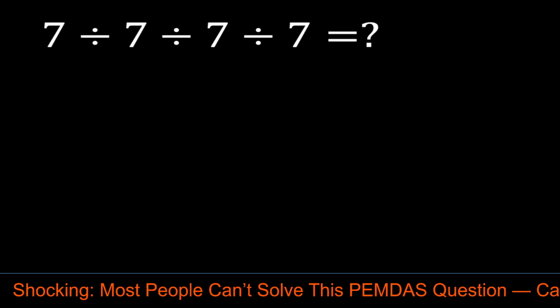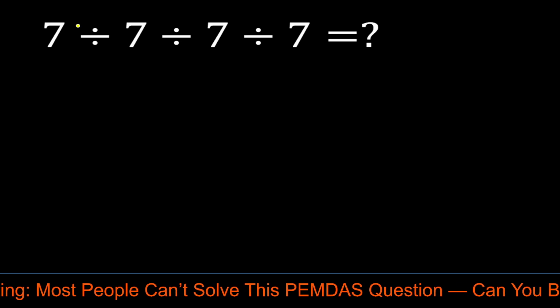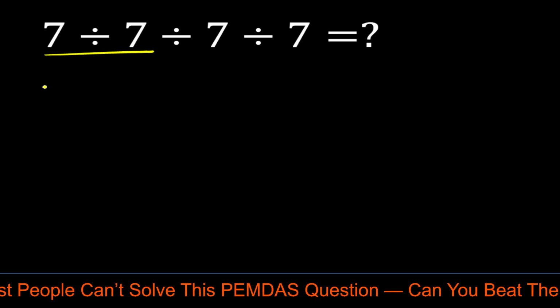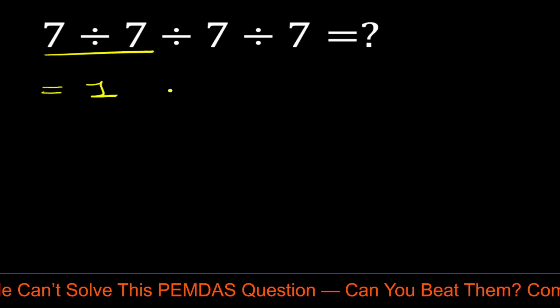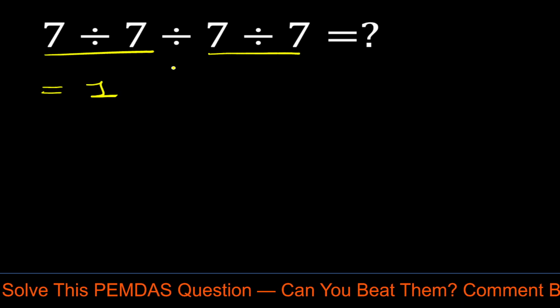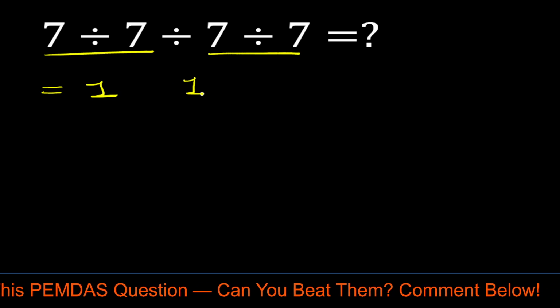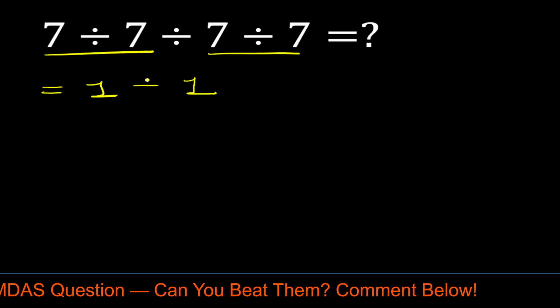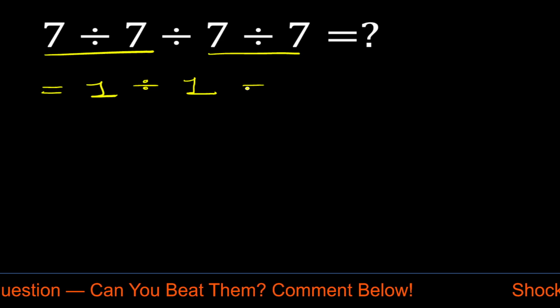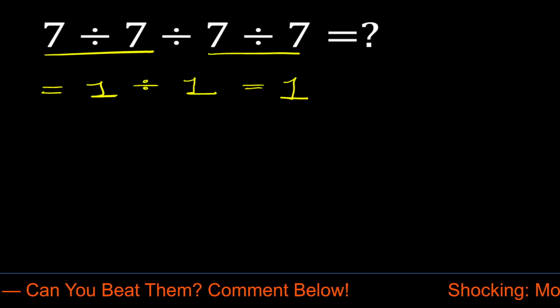So most people solve this question like 7 divided by 7. So 7 divided by 7 is equal to 1, right? Again 7 divided by 7. So 7 divided by 7 is equal to also 1. Now 1 divided by 1. So 1 divided by 1 is equal to 1, right?